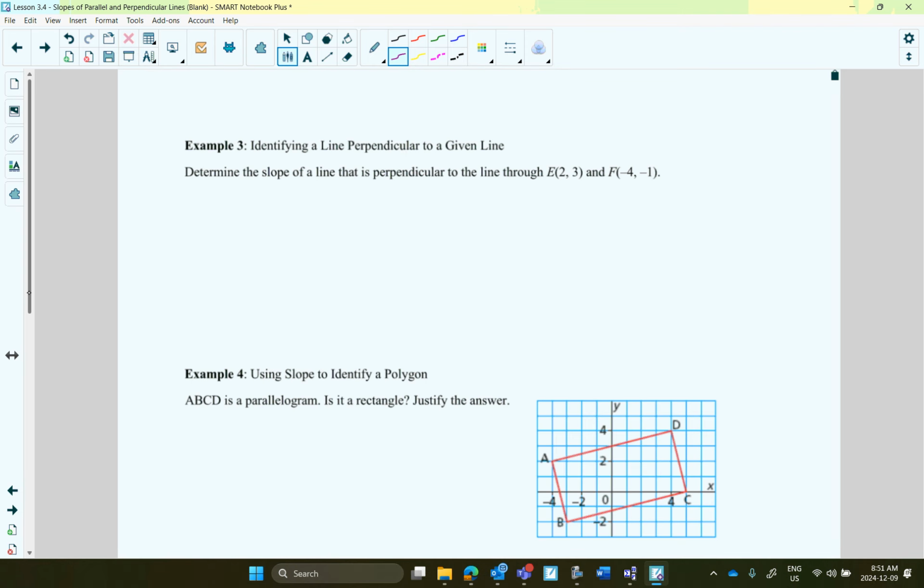Couple more. I think you should be able to do this one. So give this one a shot.